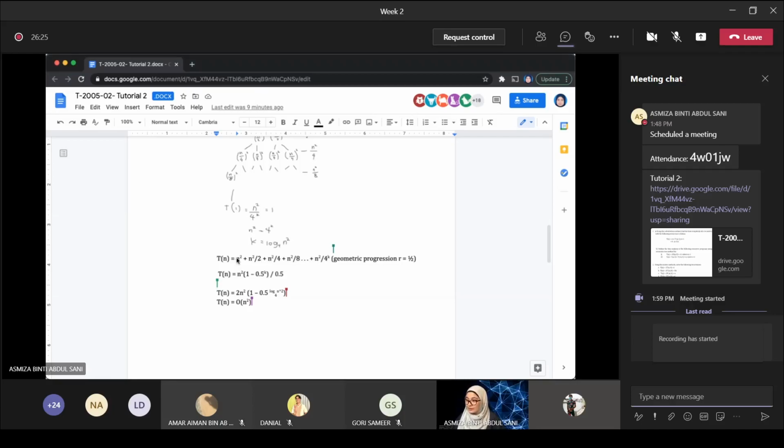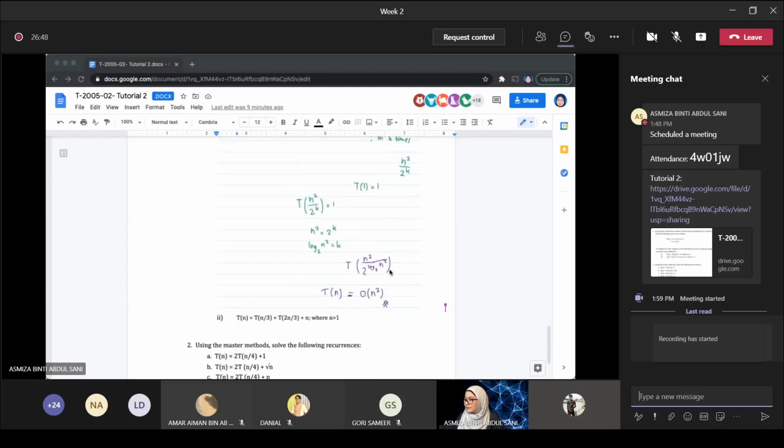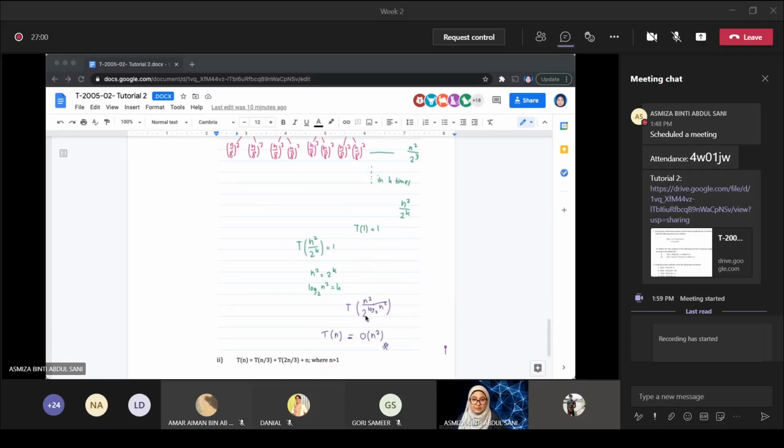For this one, at least you did manage to get some kind of geometric progression. And yes, the ratio is 1 over 2. If you plug it into the GP, you will get order of n squared. And for the second answer, I'm not so sure how you get to the order of n squared. Maybe you can type in or explain to me how you get this answer. And for those of you who have the same answer as this, please let me know how you get to that answer.